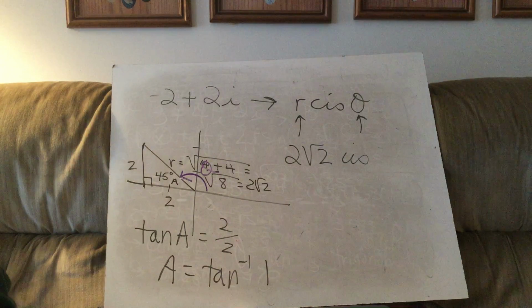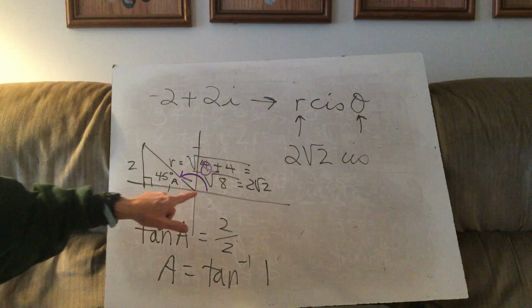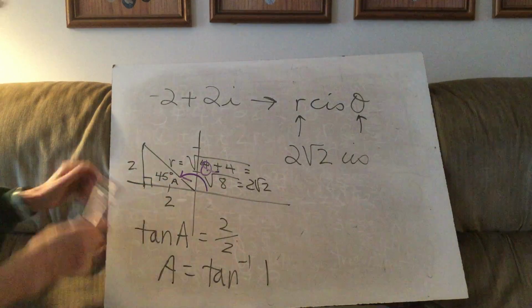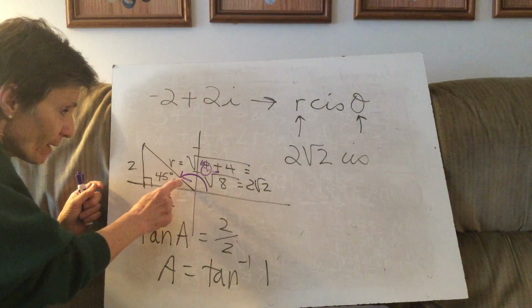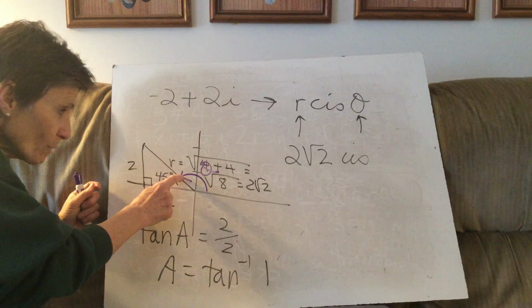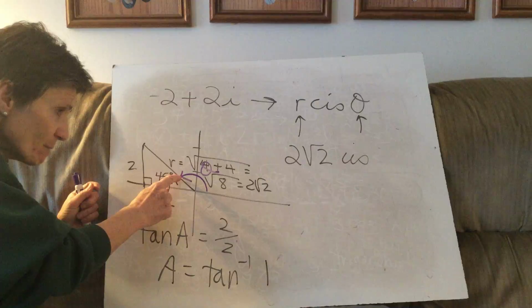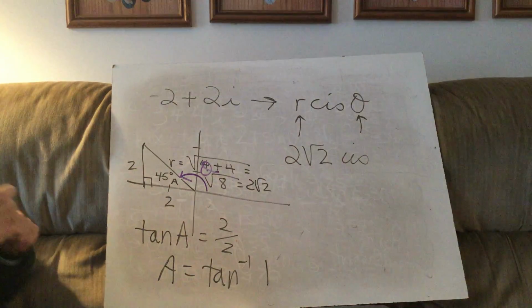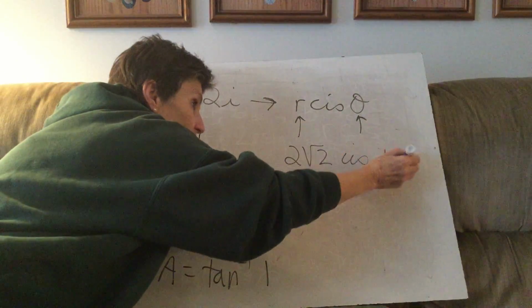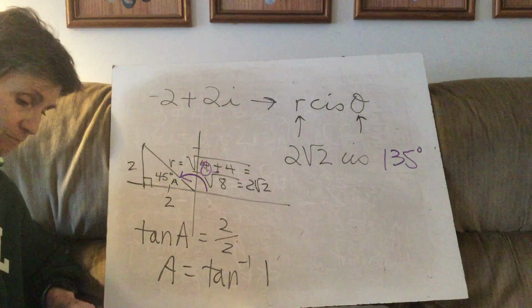What is my theta then? What is my purple angle? Well, my purple angle, if we went all the way around to here, it would be 180. But we stopped before we got there. We stopped 45 degrees before we got there. So theta is 135 degrees. 180 minus 45.